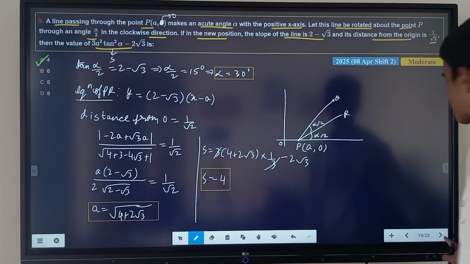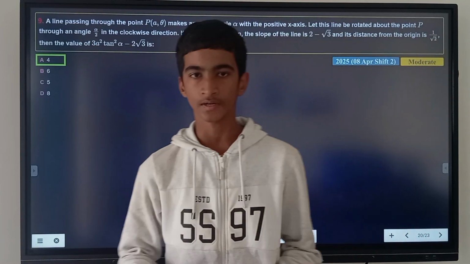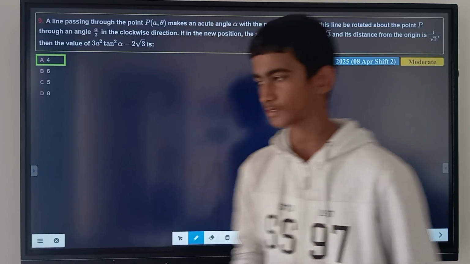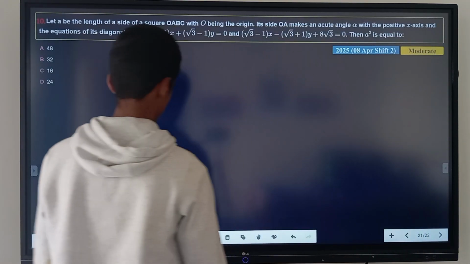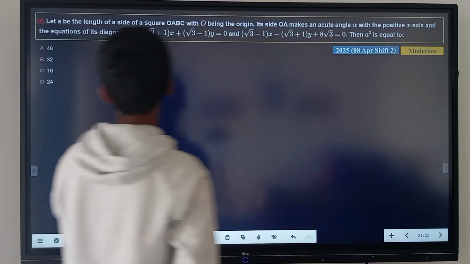And here is our solution, and we can see that our answer is correct. Here is our next question. This is our last question.